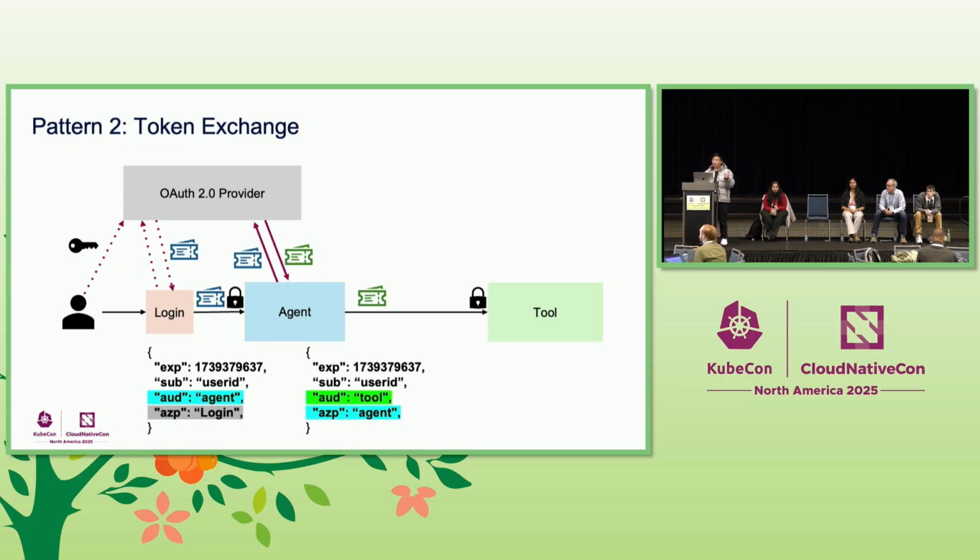But luckily, OAuth has another powerful feature called token exchange. It lets one token be safely exchanged for another. That means an agent can request its own token to talk to a tool instead of reusing the user's. By using token exchange, we preserve context and maintain separation of identities between the user, the agent, and the tool.